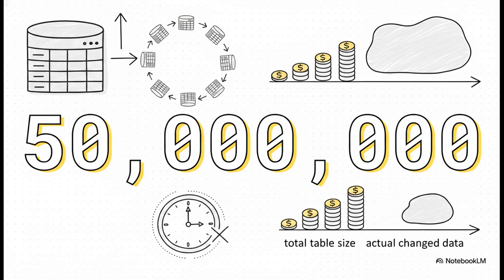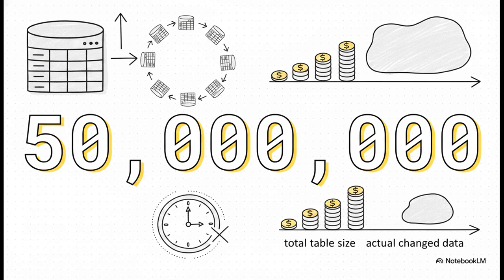The first is full table extraction. Think about that number for a second. 50 million. In a full extraction, you're periodically pulling the entire table, literally every single row, regardless of whether it actually changed, just to replace your downstream copy. It's like moving your entire house just to replace a light bulb.